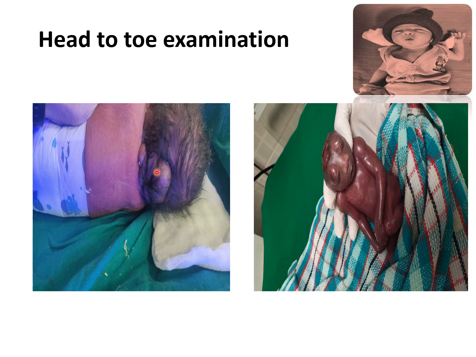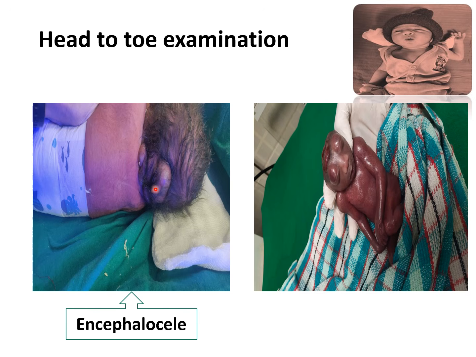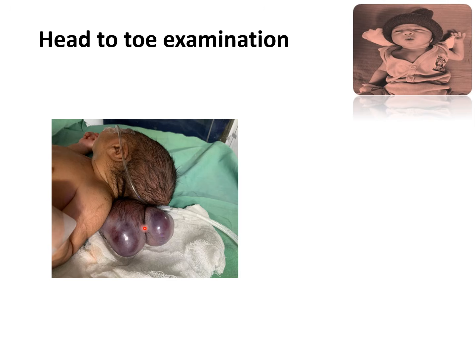Now here you can see other than this swelling, we have to see whether any other swelling is present over the scalp. So this swelling is an encephalocele present over the occipital bone, and this baby is having anencephaly. So whenever we are doing the head-to-toe examination, we have to mention any abnormal finding if there is one. Here also you can see this is also an encephalocele. It is a sac-like protrusion of the brain through an opening in the midline of the skull from the occipital bone.